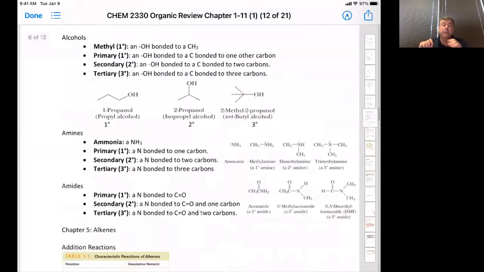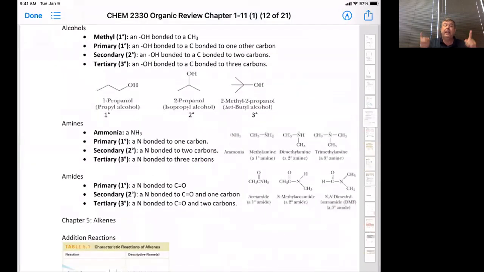Now, that brings us to amines and amides, which are backwards. For amines, it's how many carbons are attached to the nitrogen. So if you have no carbons attached, it's just ammonia. It's not an organic compound. But if you have 1 carbon, it's a primary, 2 carbons, it's a secondary, and 3 carbons, it's a tertiary. Same rule for amides, except that first carbon has to be a carbonyl. And then the second can be just regular carbons. So don't forget our naming structure on that. Questions about nomenclature?